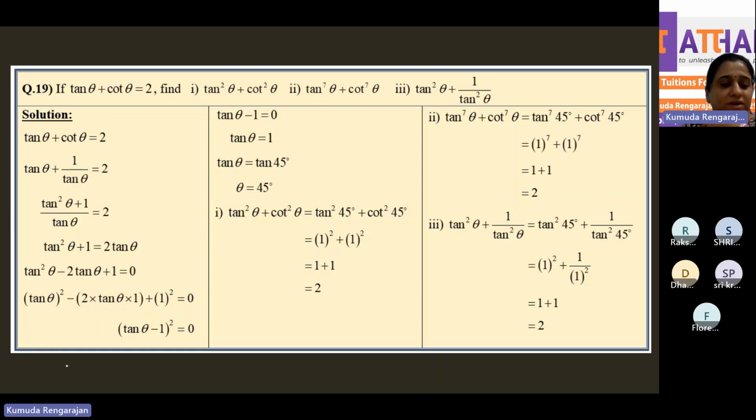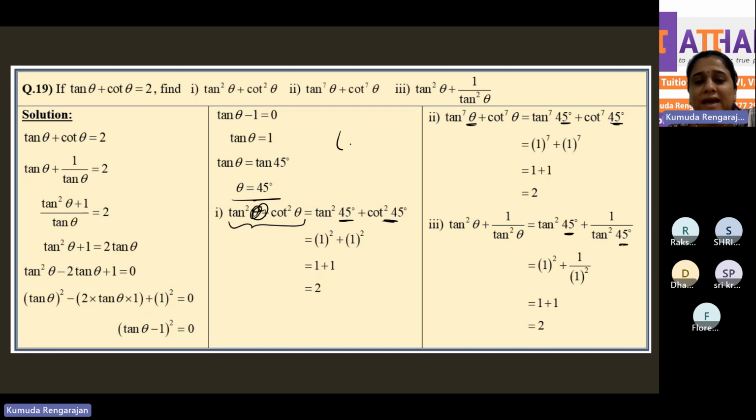Once you find theta is 45 degrees, you can now evaluate tan square theta plus cot square theta. We know theta is 45 degrees. So tan square 45, cot square 45. Because we know theta is 45. Similarly here also, we know theta is 45. Everywhere we know theta is 45.